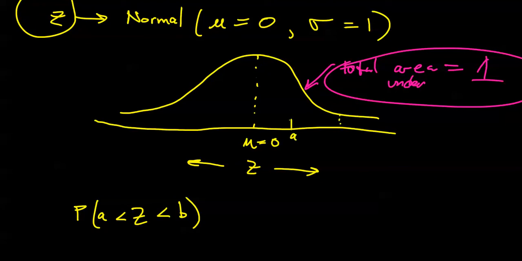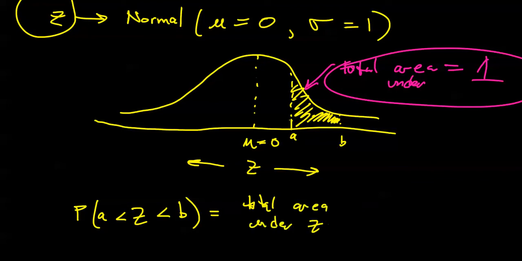Well, again, what I need to do is find the area under the standard normal distribution curve between the limits A and B. Total area under the standard normal curve, I'll just call that the Z curve, between A and B. Alright?